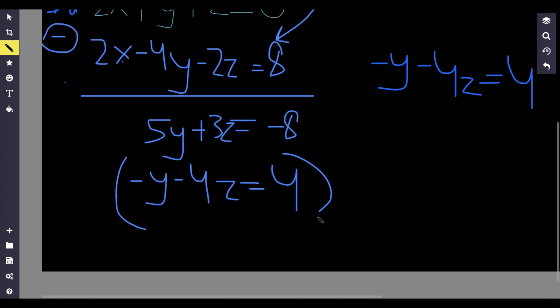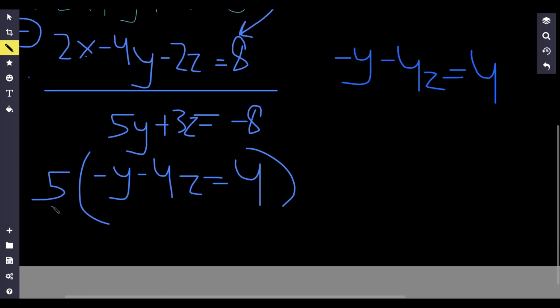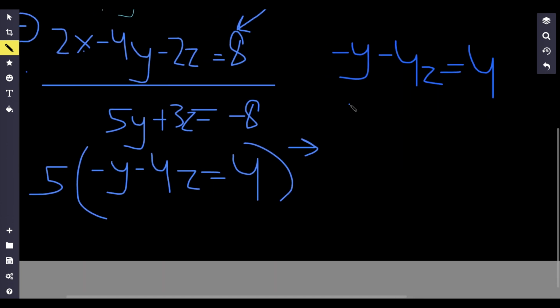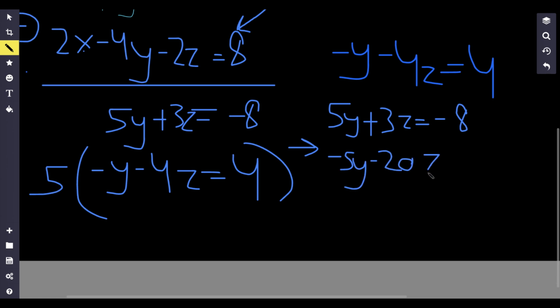All I have to do is multiply the bottom equation by 5. So when I multiply the bottom equation by 5, I get 5y plus 3z equals negative 8. And then now I have 5 times negative y, which is negative 5y. 5 times negative 4z is negative 20z. And 5 times 4 is 20.